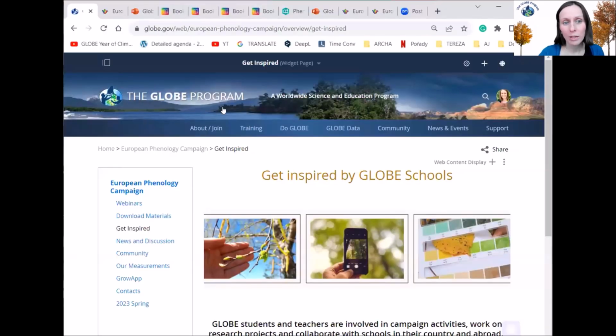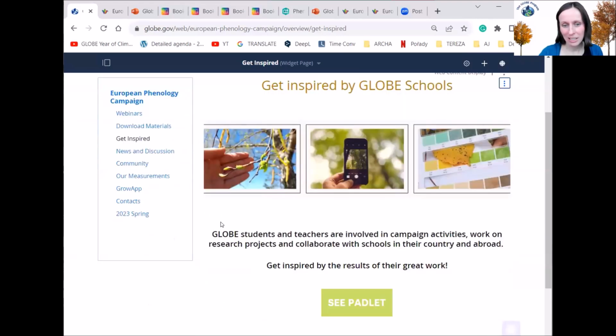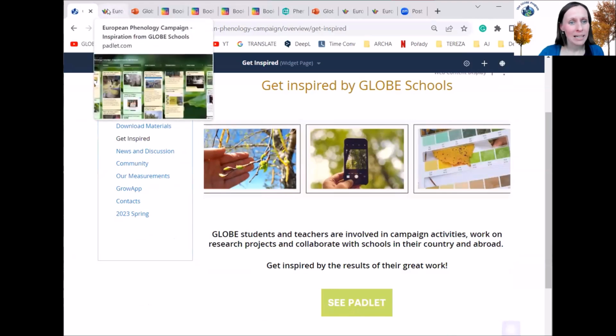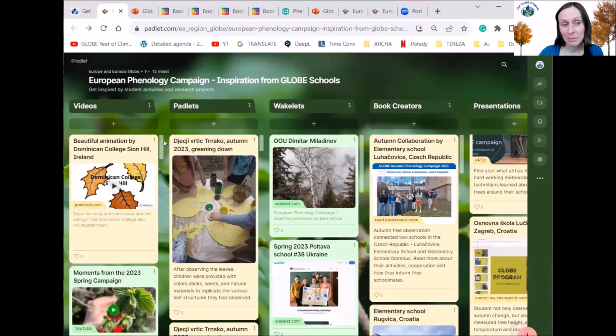This is the GLOBE program website. So if you come to the GLOBE program website and you come to the European Phenology Campaign page, you will find our Get Inspired page. And that takes you to the Padlet. That's the easy way to remember where to find it. You will also get the link in the chat later. So this is the Padlet.